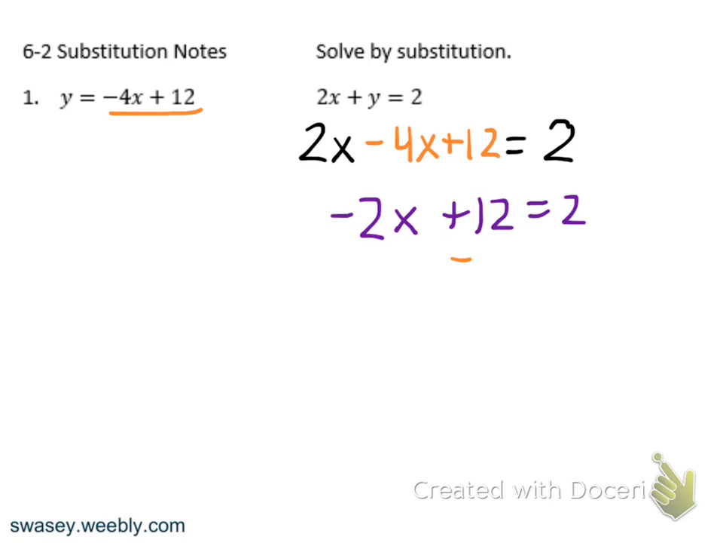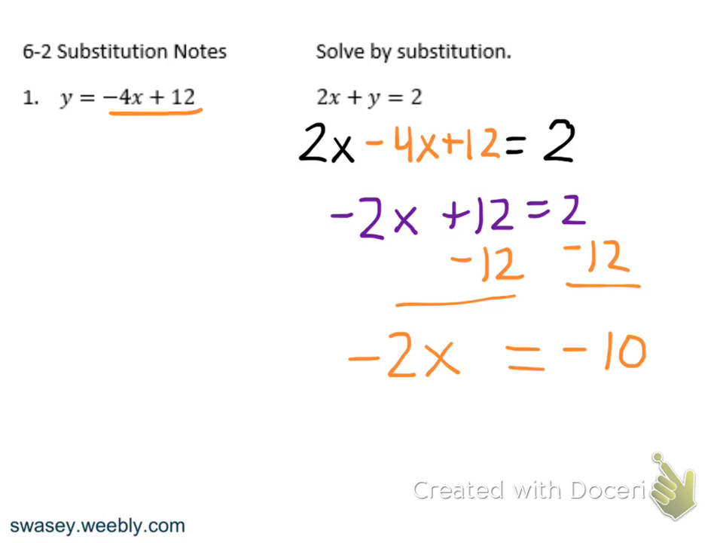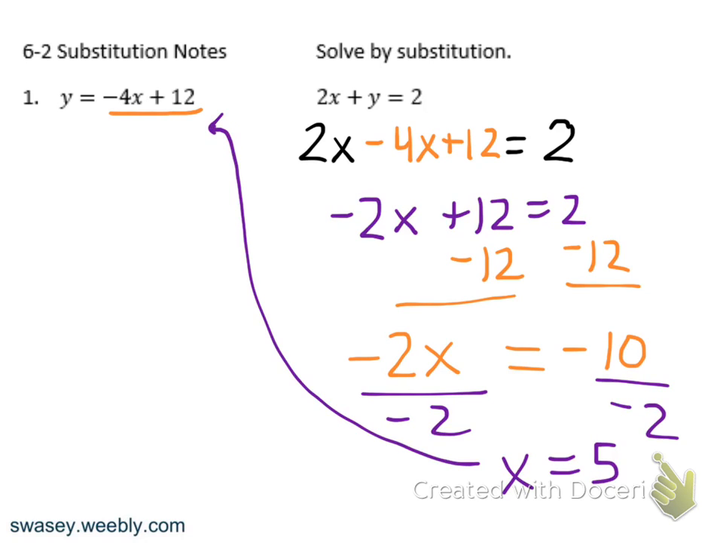To get rid of plus 12, subtract 12 from each side. We have negative 2x equals negative 10. To get rid of multiplying by a negative 2, we'll divide both sides by negative 2. And so we get x equal to 5. So x equals 5. Now we need to find out what y is, so we're going to replace x with 5.